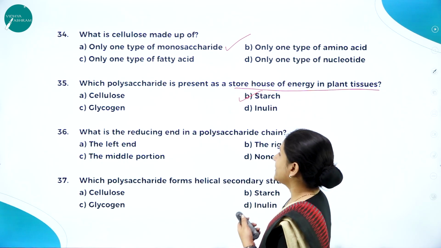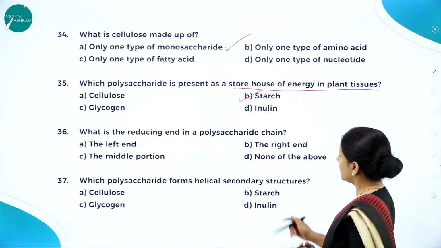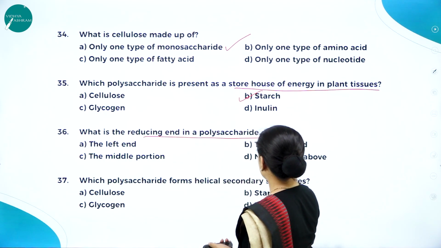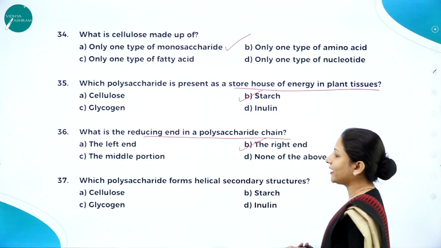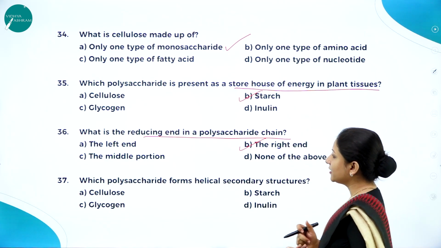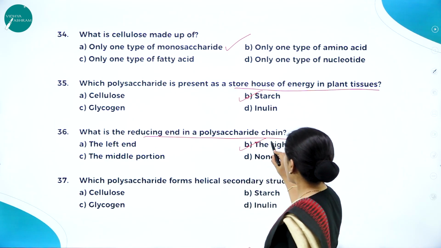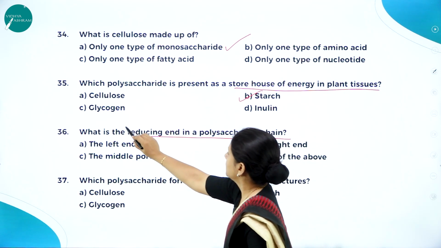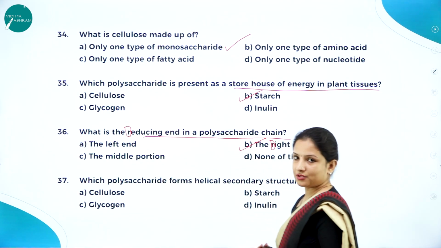Next question. What is the reducing end in a polysaccharide chain? It is the right end. The right end of the polysaccharide chain is called the reducing end. Now, remember R. Remember like this: right, reduce.